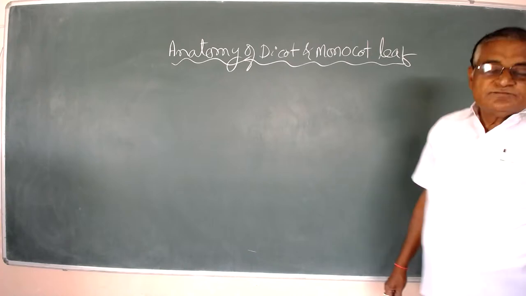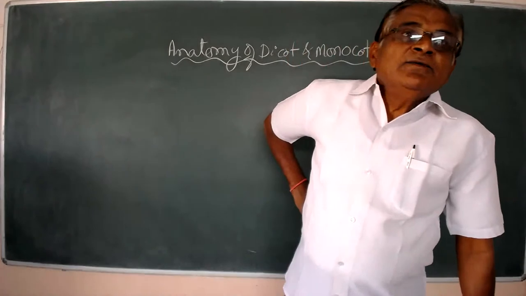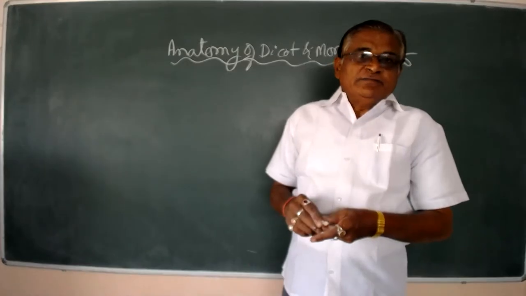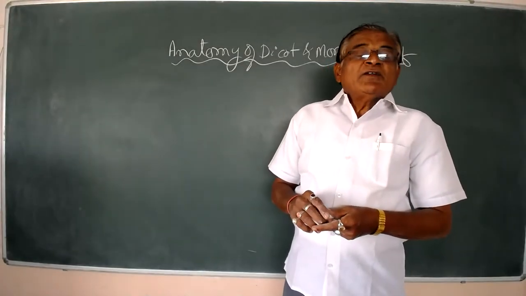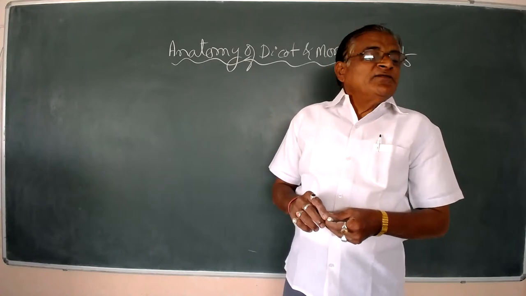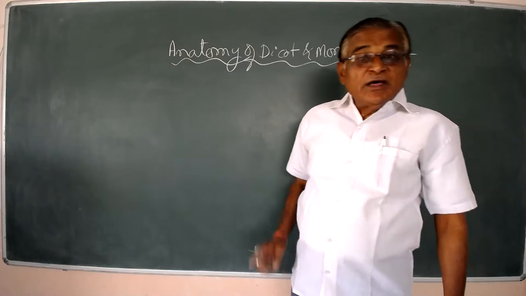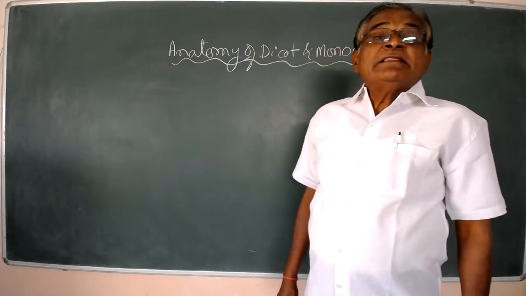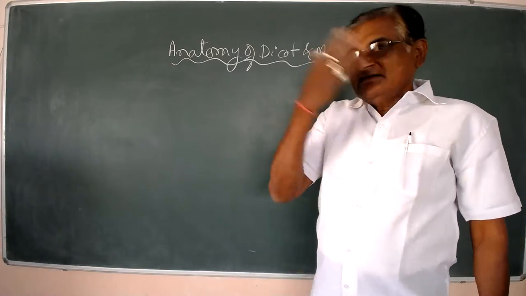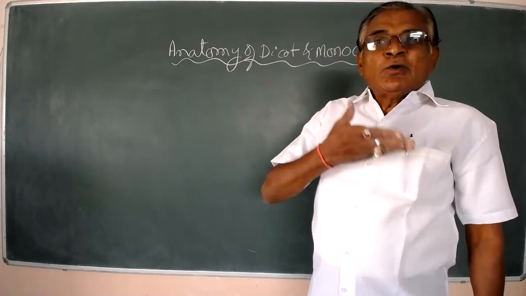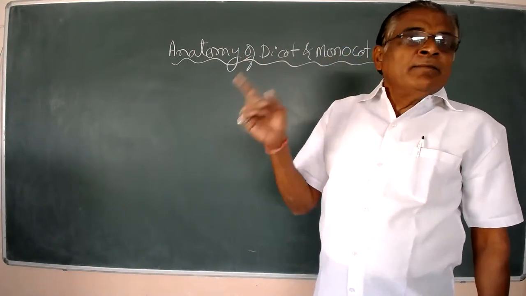So already we have discussed the morphology of leaf. The definition of leaf is a lateral dissimilar appendage developed on the stem at the nodal region. Lateral dissimilar, it always grows to the stem in a lateral manner.